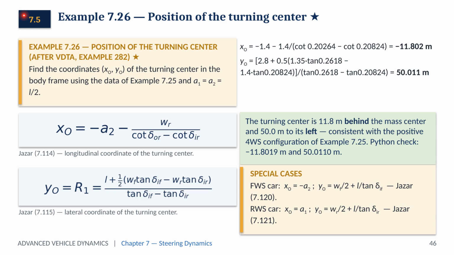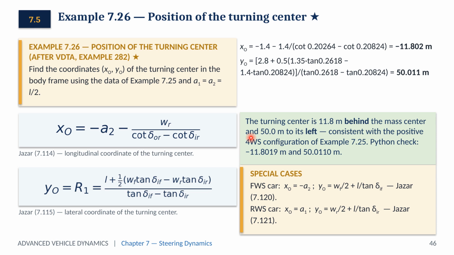Example 726 locates the turning center in the body frame, using the same data and taking the mass center midway between the axles. Equations 7114 and 7115 give the longitudinal and the lateral coordinate. Substituting, XO is minus 11.8 meters and YO is 50.01 meters. The turning center therefore lies about 12 meters behind the mass center and 50 meters to its left, exactly as the positive 4WS configuration predicts.